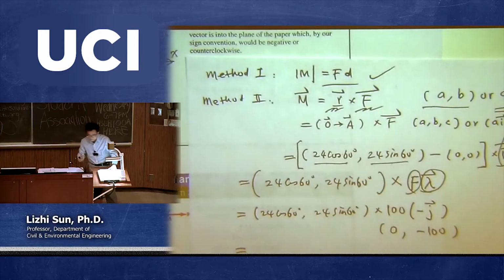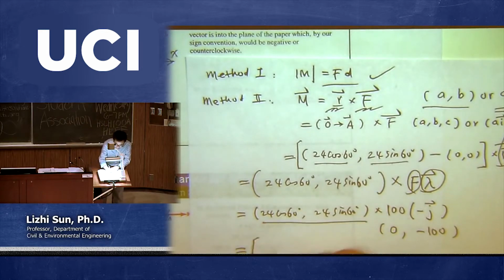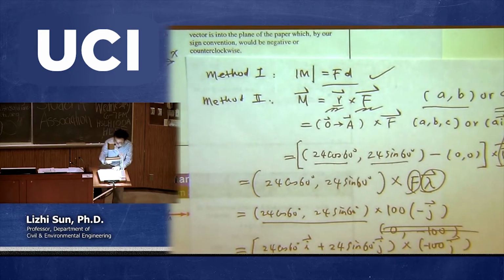We have this combined as 24 cosine 60 I plus 24 sine 60 J, cross negative 100 J. Okay, so now we need to do the math. For the cross product, the first term crosses with J. What is I cross J? If you go back to look at my slides, I cross J equals K. So then you have 24 cosine 60 times negative 100, and then I cross J. What is I cross J? That's K.